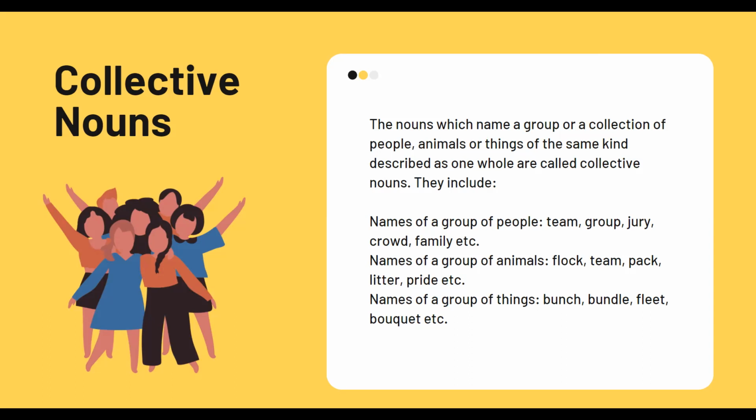So names of groups of things, what do we use for things? Just like bunch, bunch of keys. Bundle, bundle of sticks. Fleet, we can use for buses, fleet of buses. Bouquet, bouquet of flowers. So here we are talking about groups of people, animals, and things. Let's go ahead.